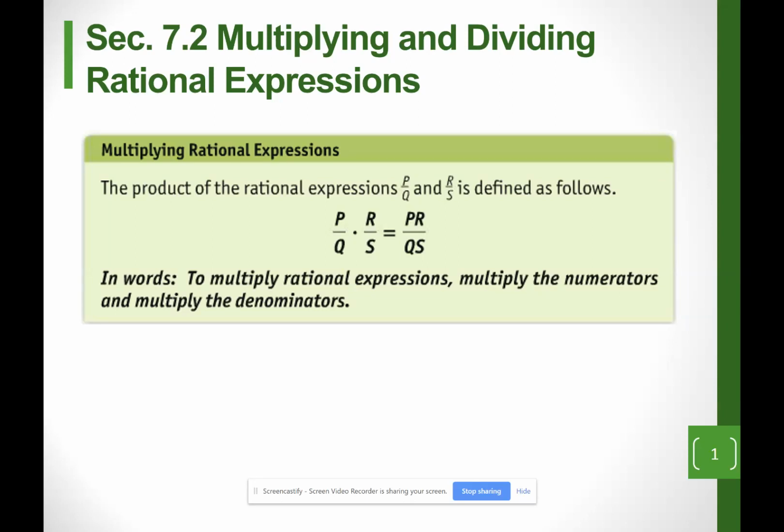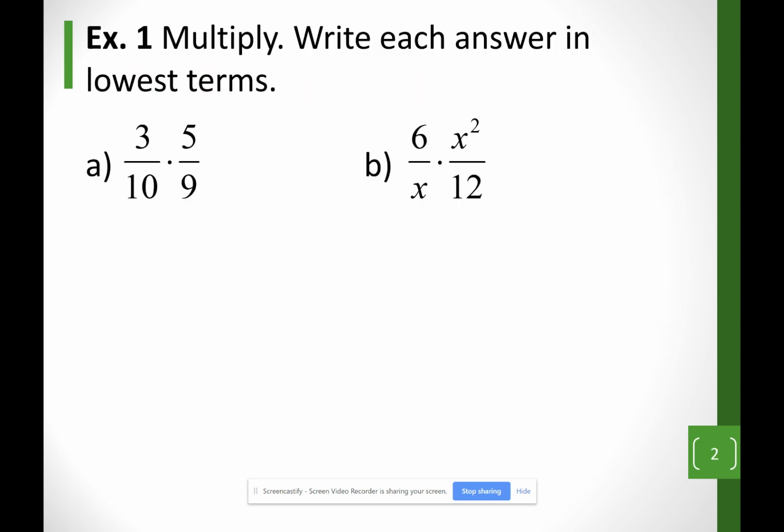For 7.2, we're going to learn how to multiply and divide rational expressions. Once again, multiplying and dividing fractions. For numbers only, I'm going to write 3 over 10 as 3 over 2 times 5. I'm going to break my 10 into factors, and I'm multiplying this times 5 over 9. But my 9, I'm going to split it as 3 times 3.